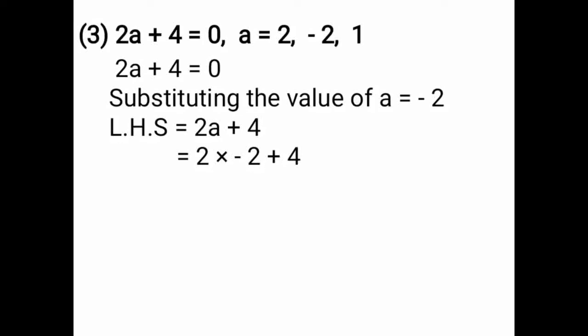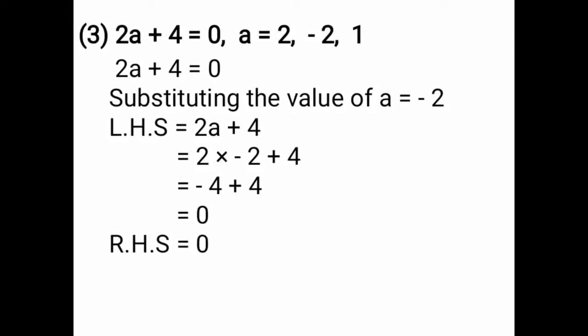2 2s are 4. In multiplication, if you have one positive number and the other negative number, the answer is negative. 2 into -2 is -4. Plus 4 you have to write as it is. Again you have to convert the sign. Minus into plus, minus. 4 minus 4 is equal to 0.